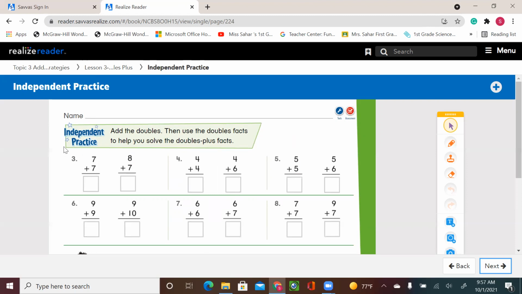So 7 plus 7, that means my 2 addends are the same. This is doubles, and I know double 7 is 14. So I'm going to write 14. Now I have 8 plus 7. As you see, my first addend has 1 more. So that means 1 more than 14. I used the doubles fact first to help me answer my near doubles or doubles plus. So 14, 8 is 1 more than 7. That means my sum, my total, my answer will be 1 more. So 1 more than 14 is 15.